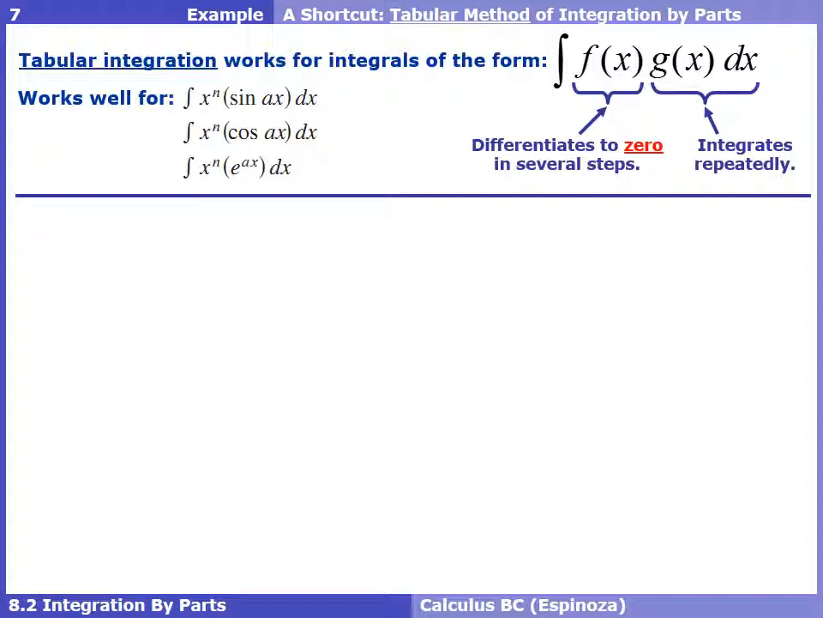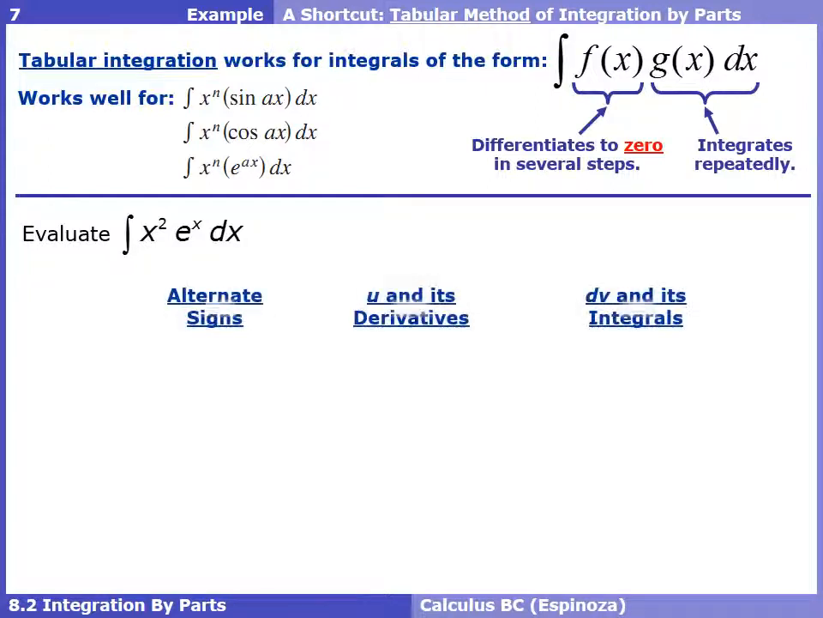So let's go over the process of setting up this table to make this integration by parts work. In this example, we're going to integrate x squared times e to the x dx. We're going to set up our first column and title that alternate signs, set up a second column where we have u and then the derivatives of u, and then in the last column we're going to figure out what dv is, and then all of the integrals of that. And then you'll see how you put all this stuff together to get your answer.